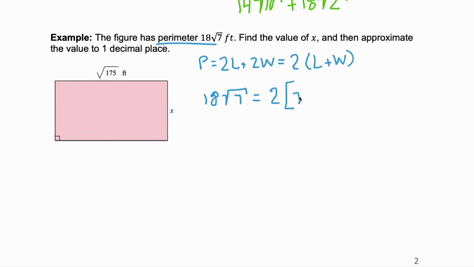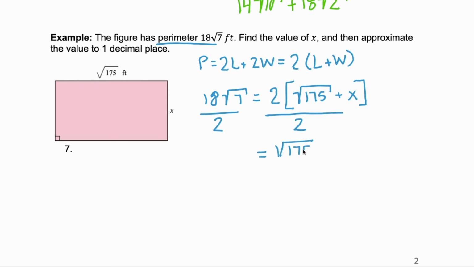Our length here is the square root of 175. And our width is x. Now we have this 2 that's being multiplied, so let's get rid of that right away. Let's divide by 2. And when we divide by 2 on the right-hand side, we're just left with the square root of 175 plus x. And on the left, dividing by 2 divides the 18 by 2, right? It's 18 times the square root of 7, divided by 2, we have 9 square root of 7.